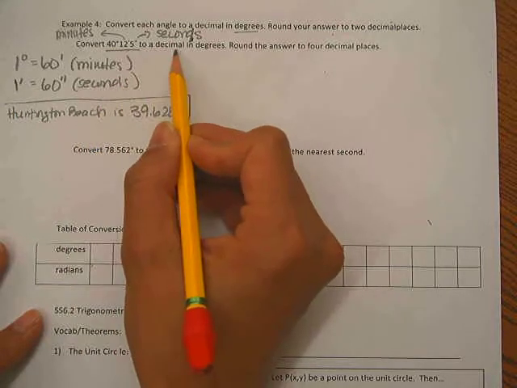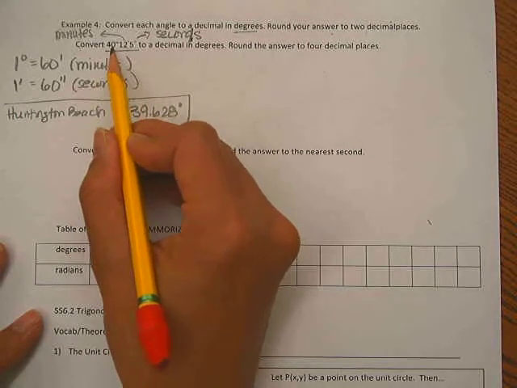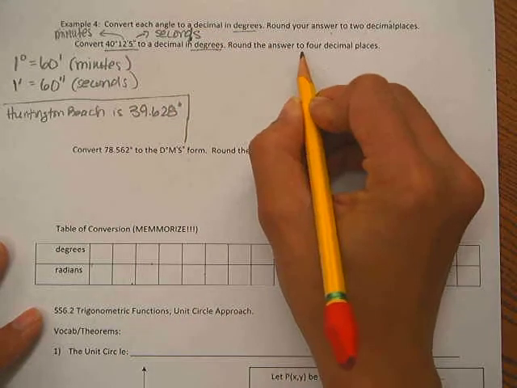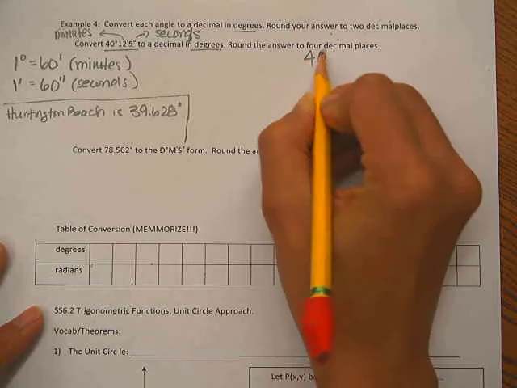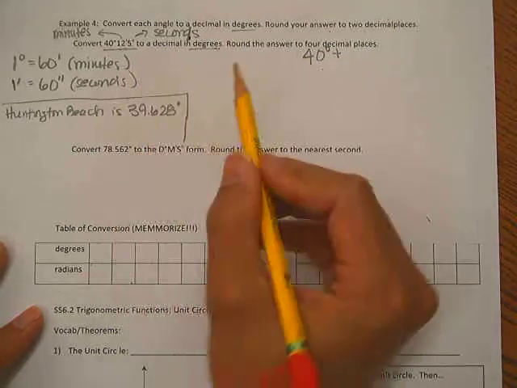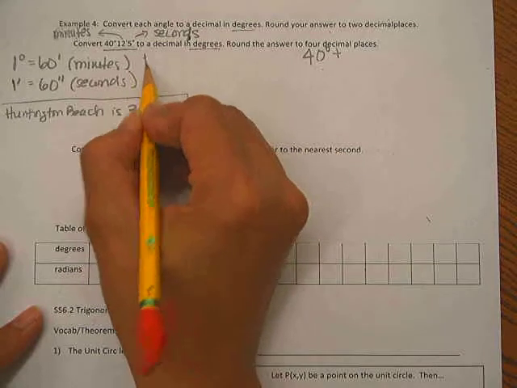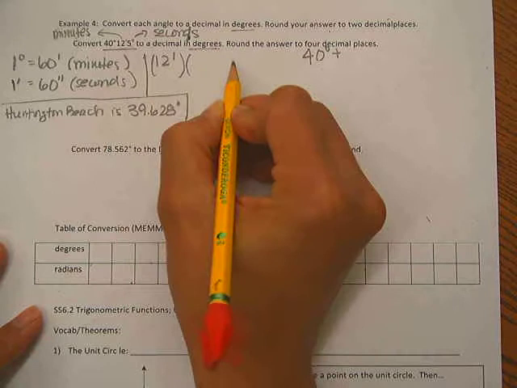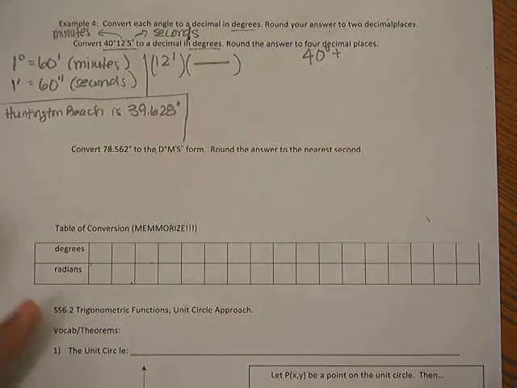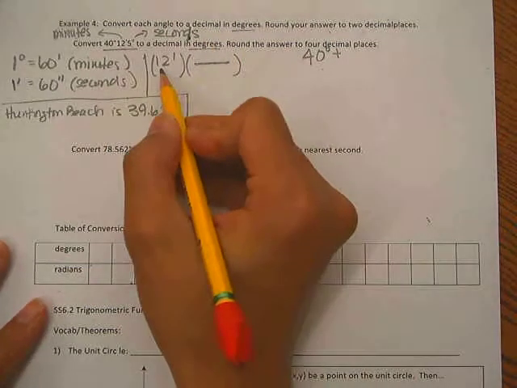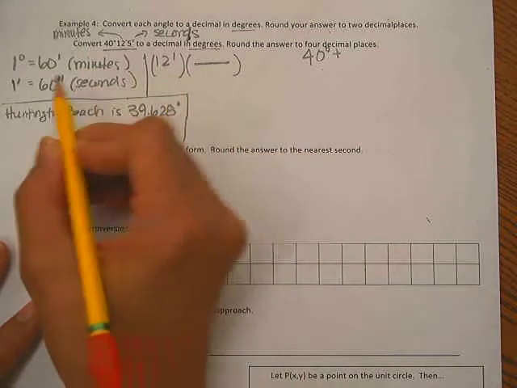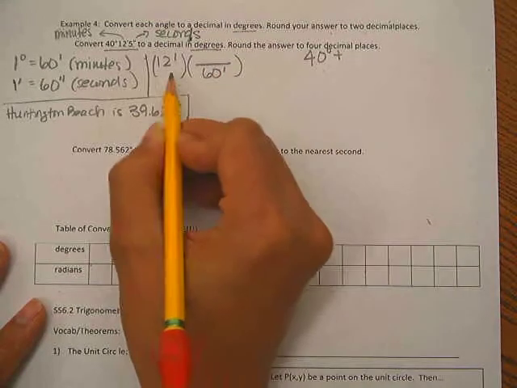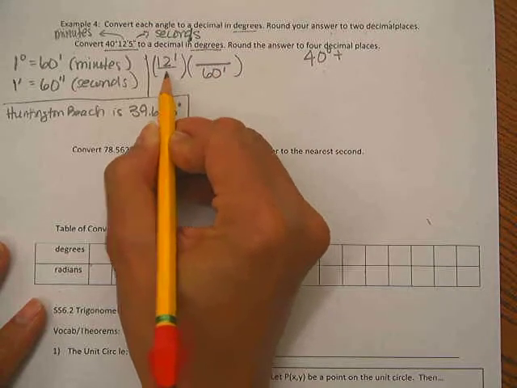Now the direction says I want you to take this DMS, degrees, minutes, and seconds, and convert it all to degrees only. Right now I already have 40 degrees, which I don't need to convert. It is as it is. But I'm going to take my 12 minutes and multiply. I know 12 minutes is definitely less than 1 degree because 1 degree is 60 minutes. I need to get rid of this minute symbol, so I'm going to make this into a fraction.